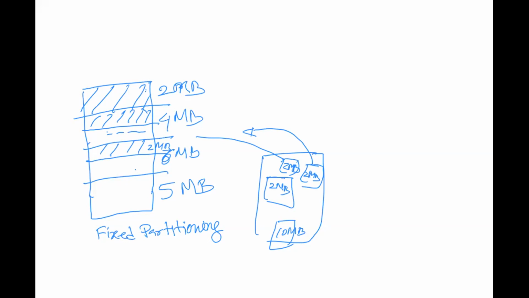Also, a process cannot span more than 1 partition. What does it mean? Previously, I said there is a 10 MB process. Here is 6 MB, and here is 5 MB. You may think that okay, for the 10 MB process, we allocate 6 MB here and another 4 MB in another partition. But for fixed partitioning you cannot do this. You cannot span more than 1 partition for a single process. This is another limitation of our fixed partitioning.